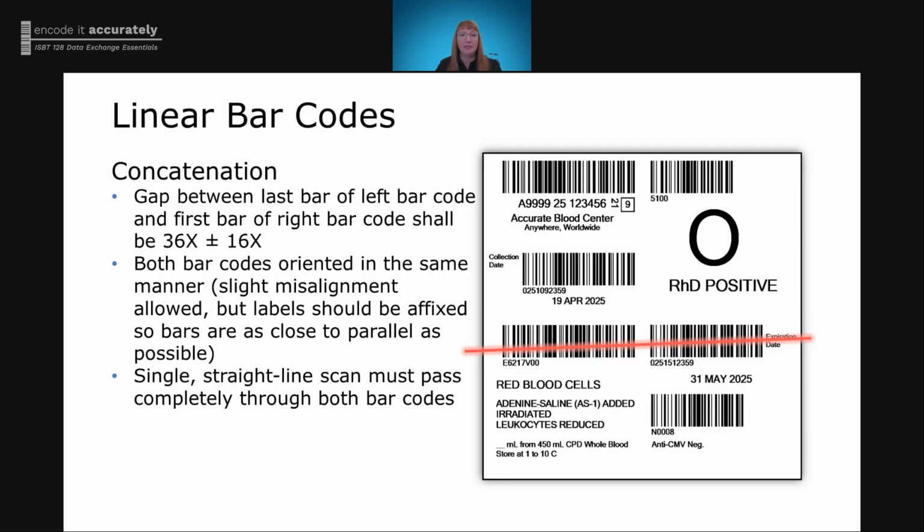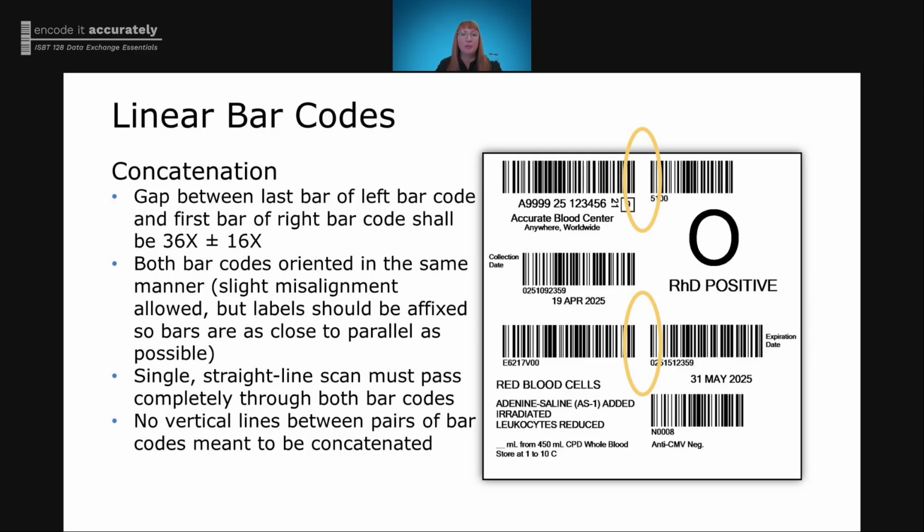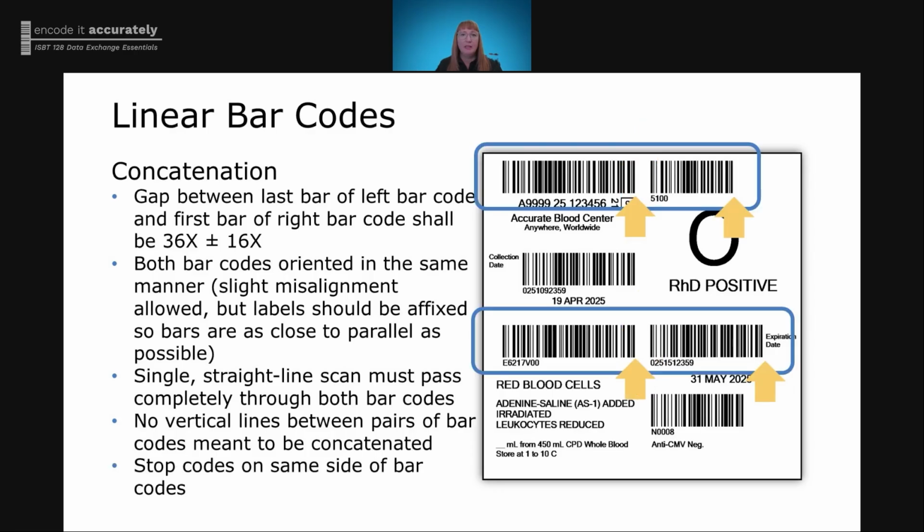Okay, and then there's the image of the straight line scan. And then finally, there should be no vertical bars between either barcode. And the stop codes should be on the same side for each barcode. So if you're getting DIN pads that have the very tall DIN barcode and then the DIN printed above and below, and then you split that in half, when you flip over that top part, it's going to break the concatenation process for other facilities because now you've flipped the start and the stop codes.